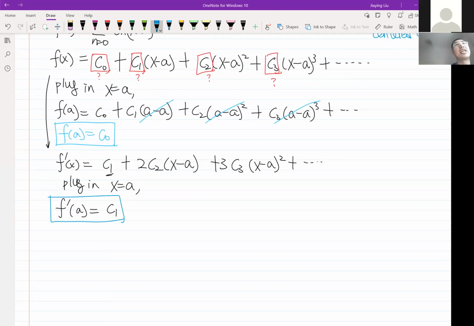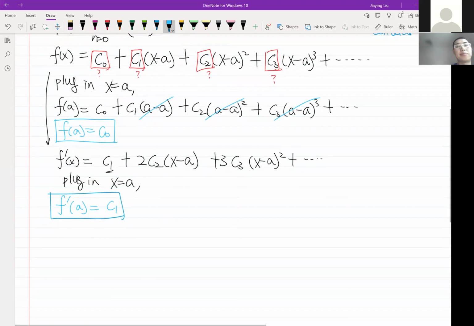Because all the terms with x minus a in the parentheses become 0 when we plug in a for x. And so that's good. So we found C0, C1.